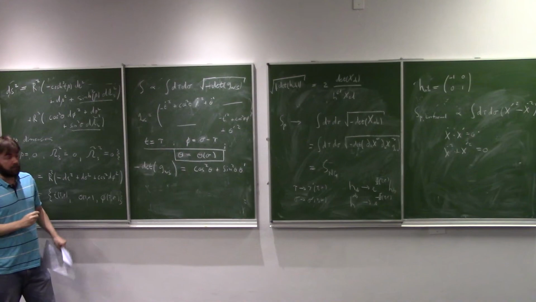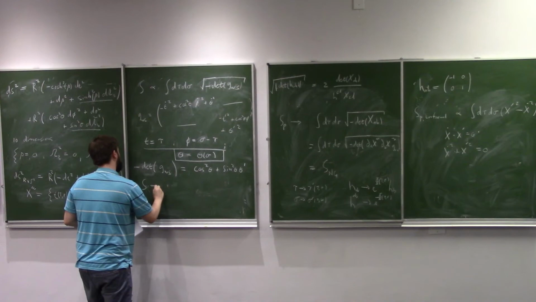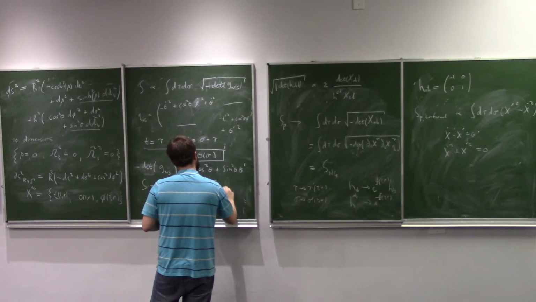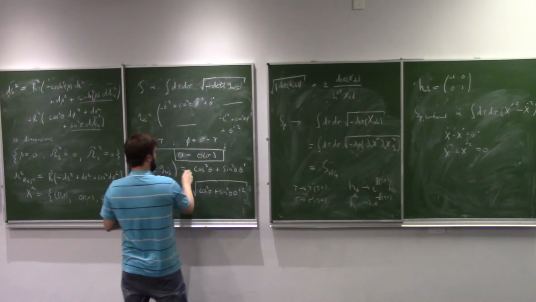So the action is proportional to the integral of d tau d sigma, square root of cosine squared theta plus sine squared theta theta prime squared.